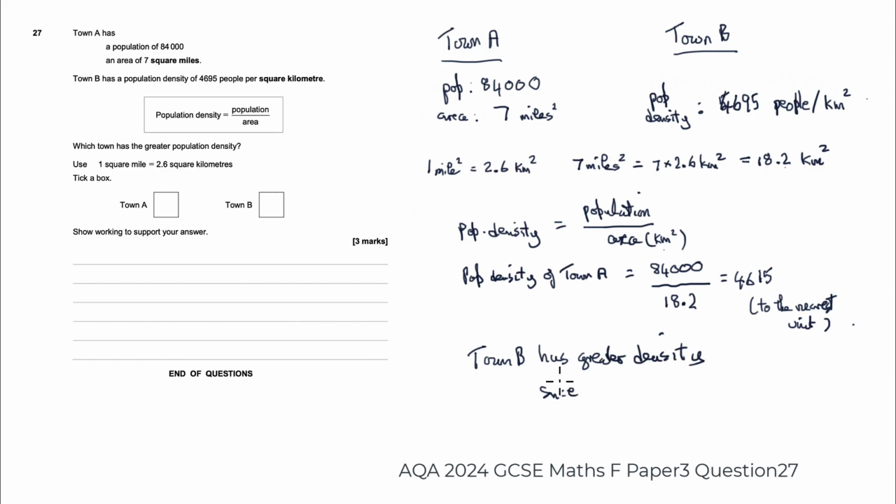Since 4,695 is greater than 4,615. So it's town B, and that calculation is the justification for the answer that we've given.